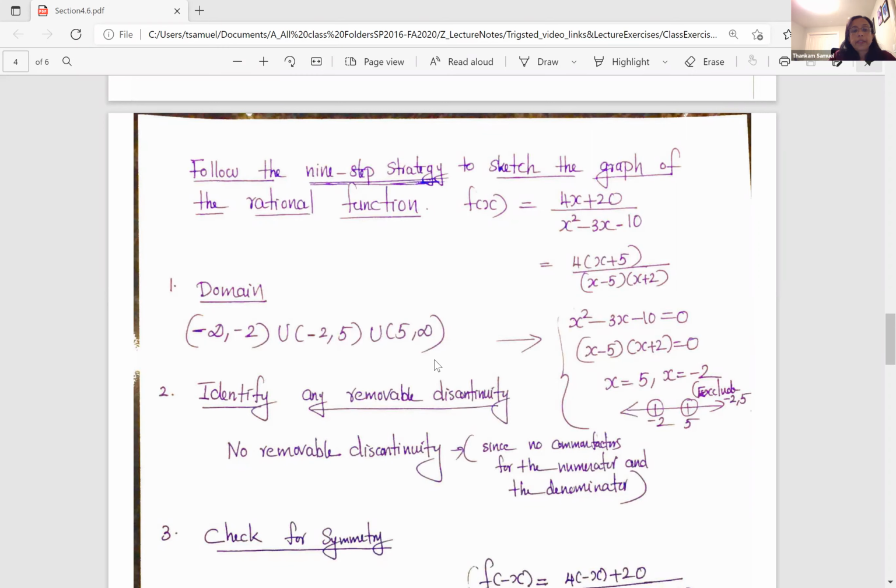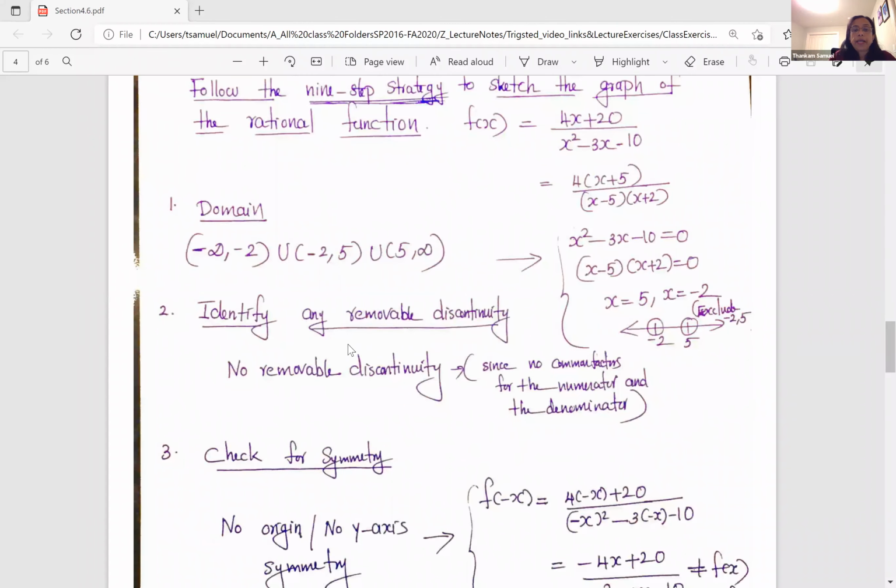The second step is to identify any removable discontinuity. For that, we already factored the denominator, and we can also factor the numerator. 4 is a common factor, so factor out 4 times (x plus 5). We can see that there are no common factors in the numerator and the denominator.